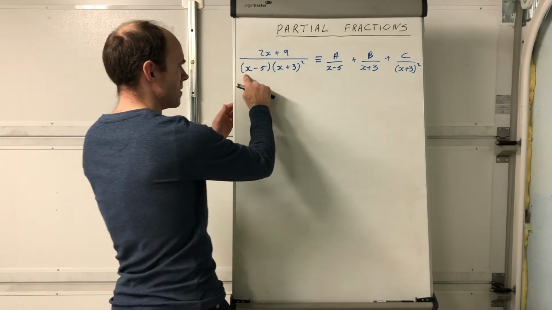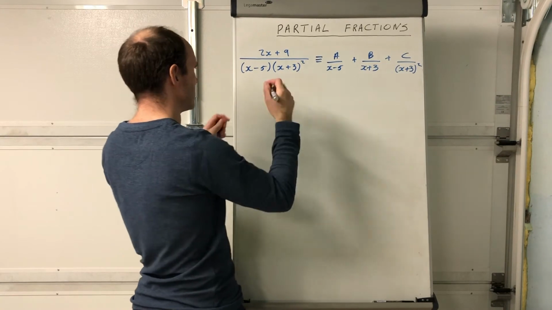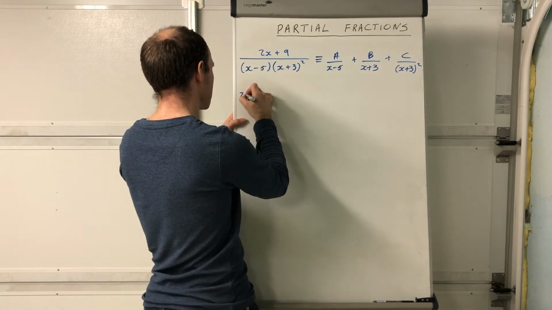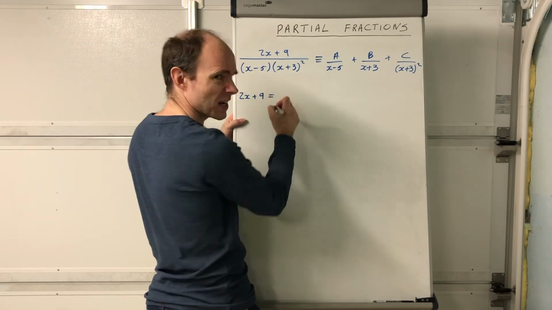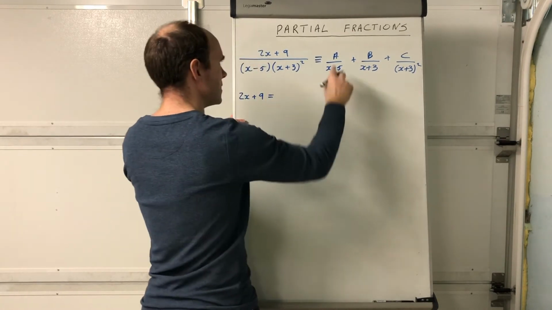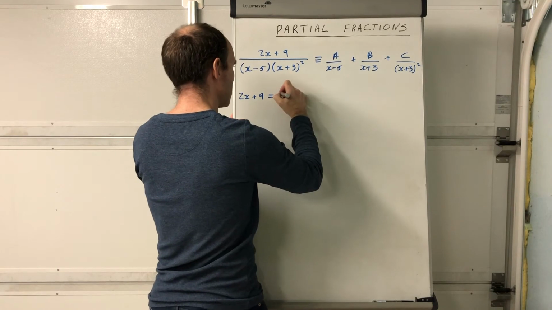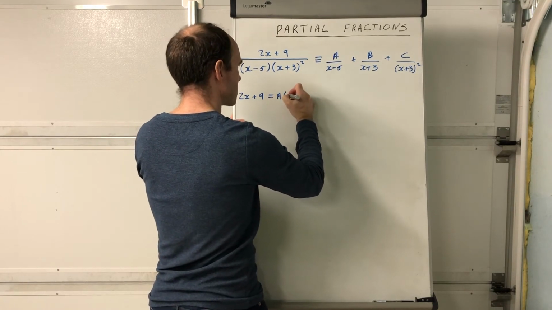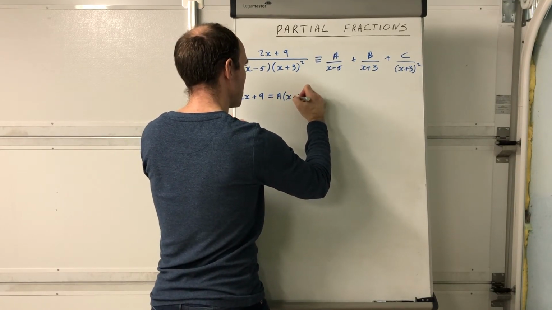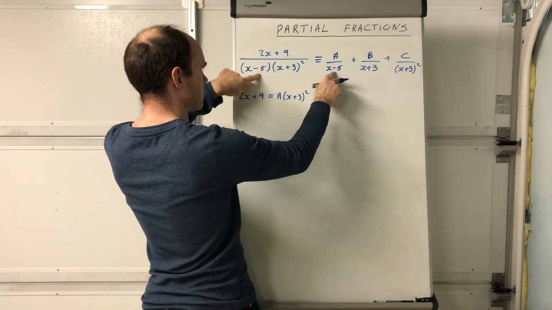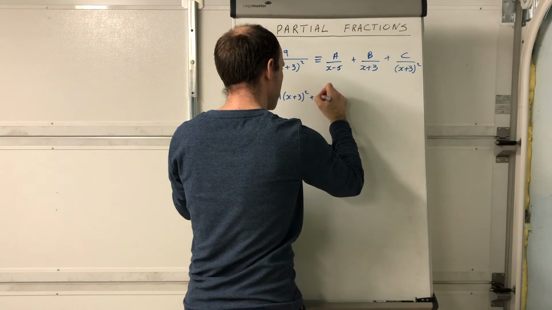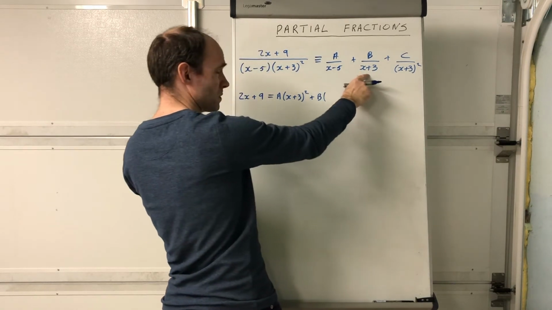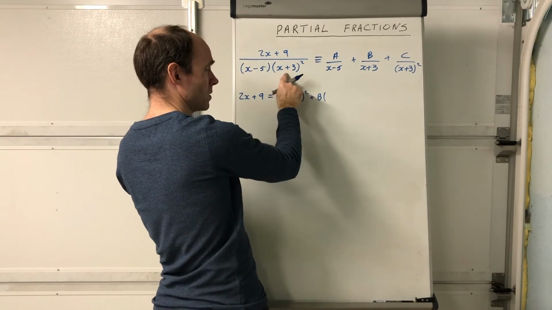So multiply both sides by that denominator. On the left hand side, 2x plus 9. Notice I'm squeezing it all up so that I've got enough space hopefully to write it all on. So this term will be a multiplied by (x plus 3) squared, because the (x minus 5)s will cancel when we multiply throughout. This term will be b. One of the (x plus 3)s will cancel, then the other one will remain.